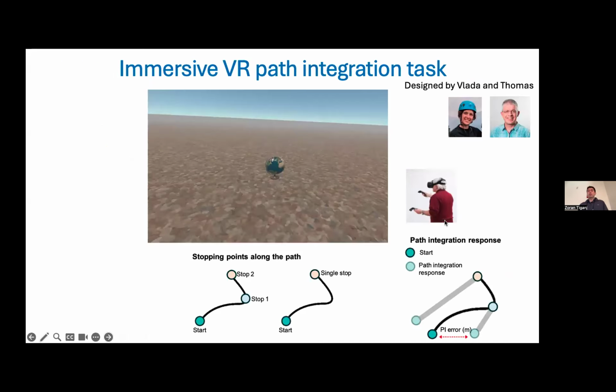The path integration task designed by Vlada and Thomas is a slightly modified version of what people usually do in path integration. There's this concept of triangle completion: you walk on a straight path and you turn, then you need to point to the origin. Here, they made a few changes to provide a better account, in particular for angular orientation, and to make it less easy for participants to memorize particular distances.